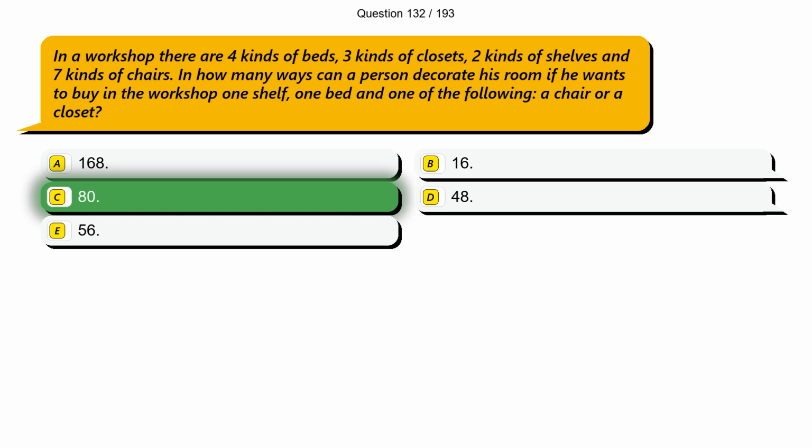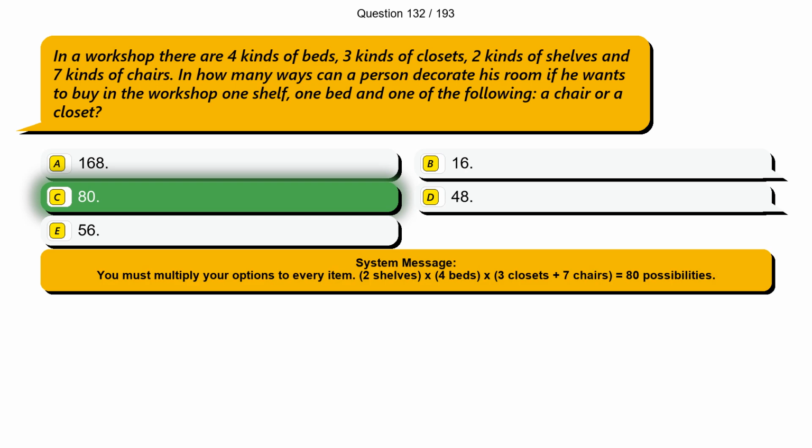The correct answer is option C, 80. You must multiply your options for every item. 2 shelves x 4 beds x (3 closets plus 7 chairs) equals 80 possibilities.